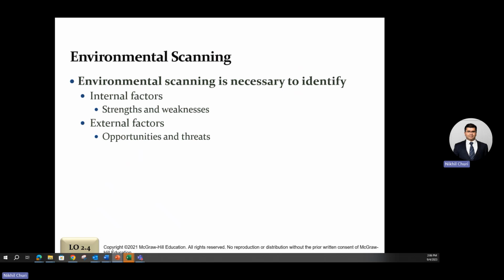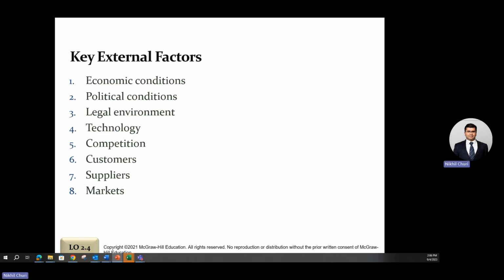Next key topic is your environmental scanning, and like we discussed before, the SWOT analysis. Environmental scanning can be further classified into internal factors and external factors. The internal factors are the strengths and weaknesses of the final product or service that your organization sells. And the external factors could be the opportunities and threats. Let's see what are the key external factors. The first one being economic conditions.